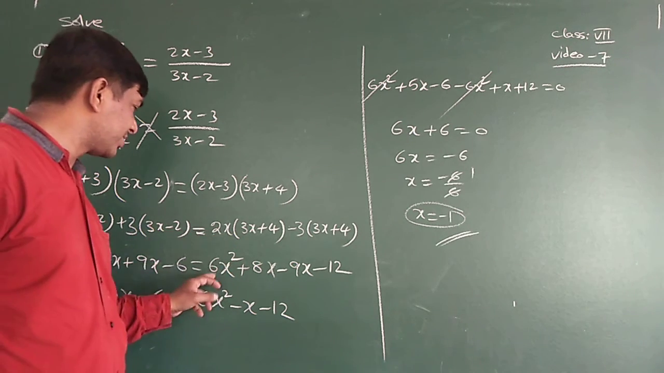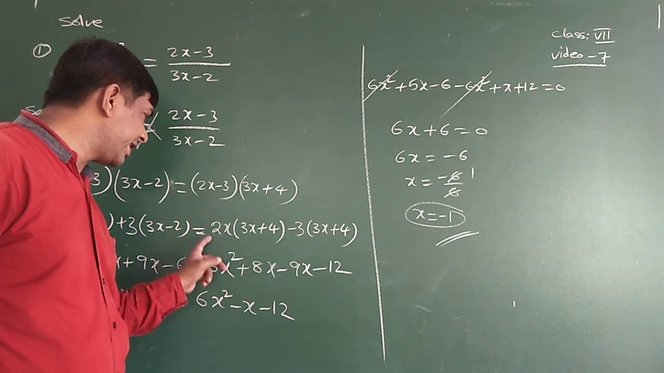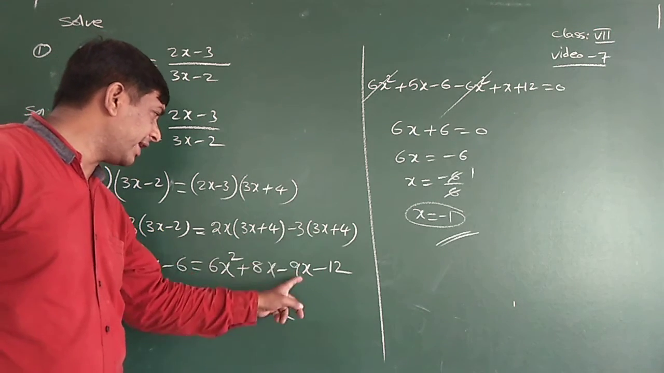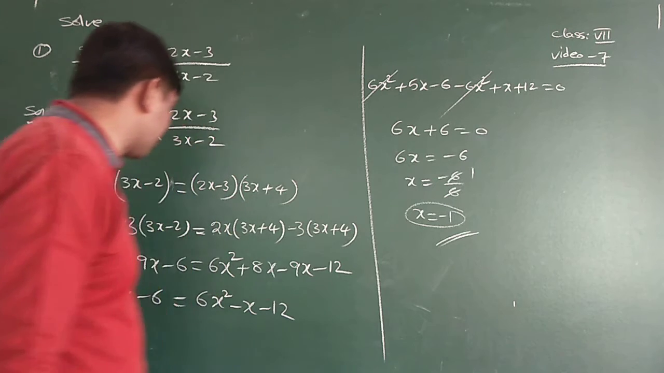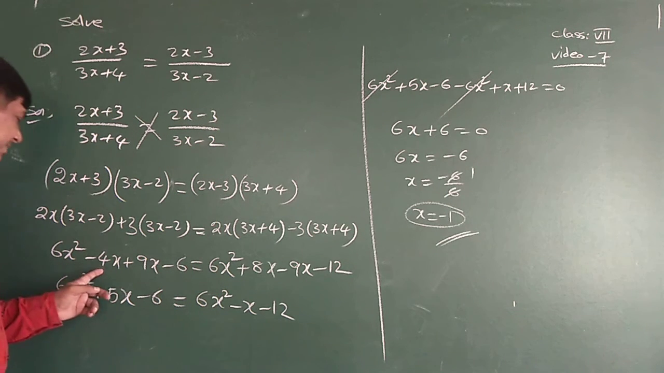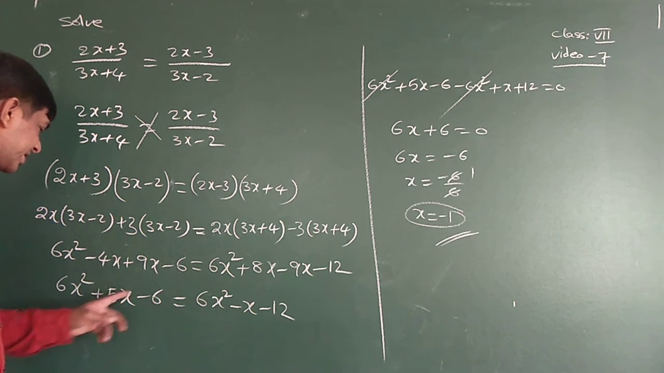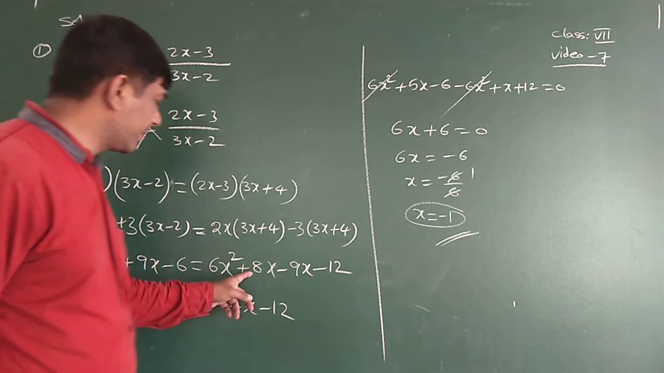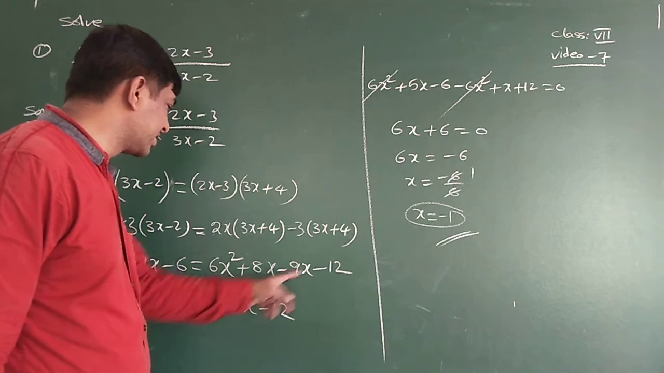On the right side, 2 3s are 6x square, plus 2 4s are 8x. Minus 3 3s are 9x; minus into plus is minus, 3 4s are 12. Now on the left, 6x square minus 4x plus 9x is plus 5x, minus 6. On the right, 6x square plus 8x minus 9x is minus x, minus 12.